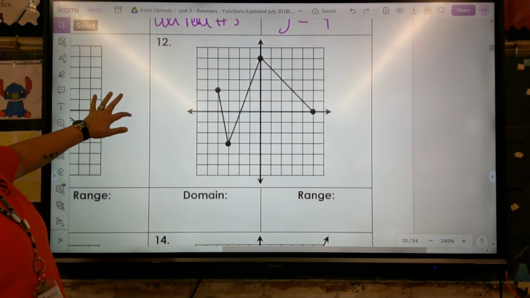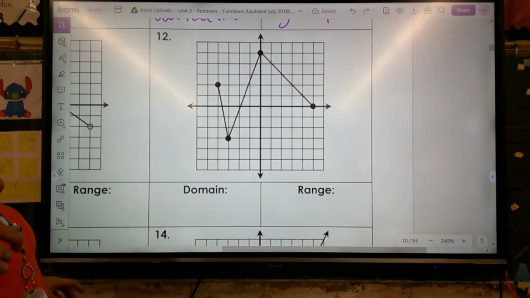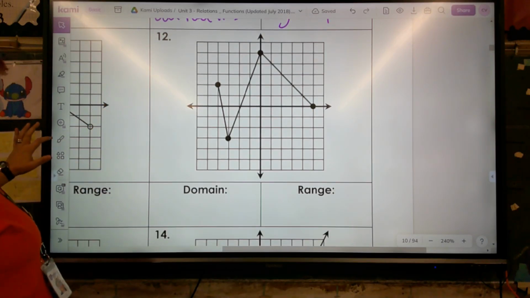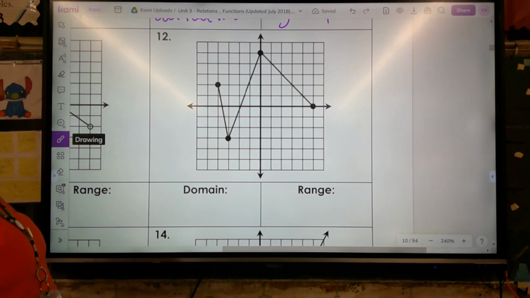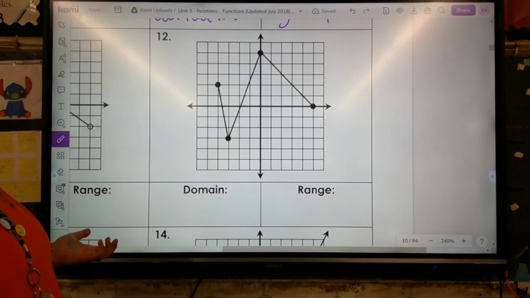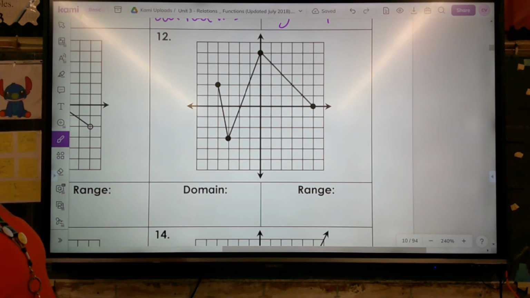All right? Ooh, interesting. They're connected, but it doesn't continue on forever. It's neither discrete nor continuous. I don't know what it is. I'm sure it has a name. This is why I don't teach upper level algebra.